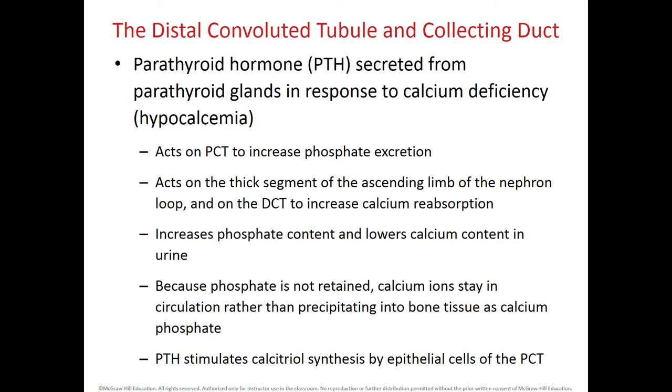And when you release this PTH, the PTH will bind to cells on the PCT and will increase the secretion of phosphate. And it will act also on the cells of the thick segment of the loop of Henle, so you can increase the absorption of calcium. So you will prevent the loss of calcium, so you will increase calcium levels. And you will increase at the same time the excretion of phosphate. Because phosphate is not retained, calcium ions will stay in circulation rather than precipitating into bone as calcium phosphate. So you will prevent the storage of calcium. And then PTH also stimulates the synthesis of calcitriol by the epithelial cells of the proximal convoluted tubule.